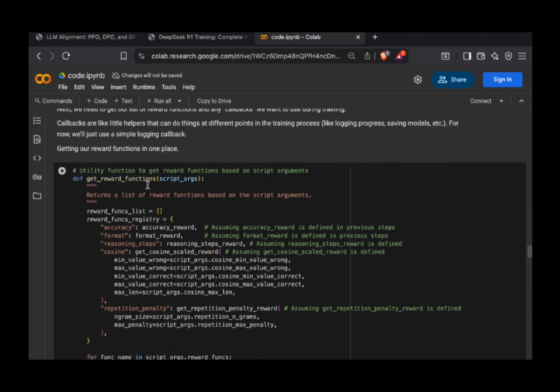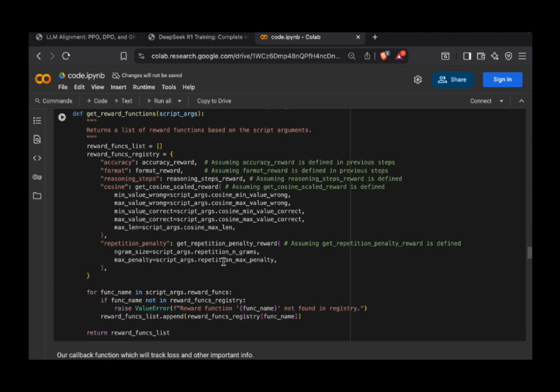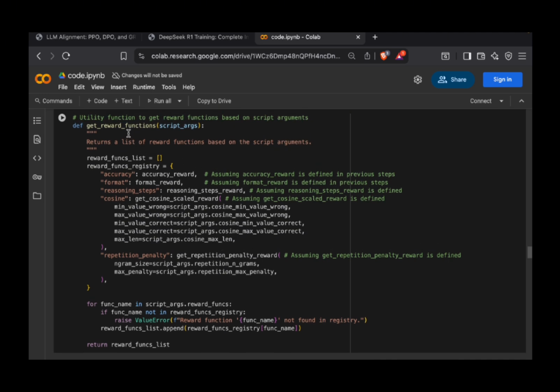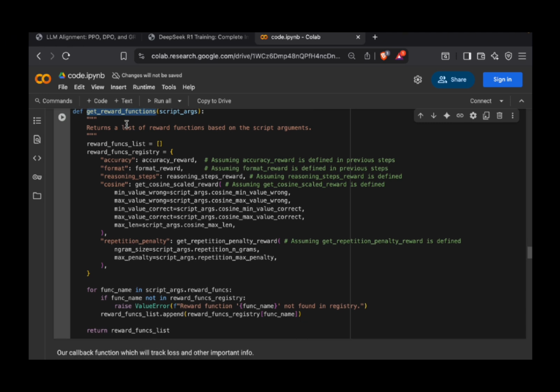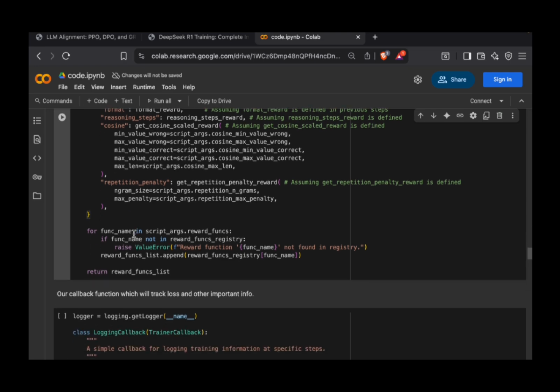And here we just get the reward functions. We define the general reward function, which is technically a set of all the functions that we explained earlier. Just remember this name, get reward functions. We have all those reward functions here. As you can see, repetition penalty, cosine, reasoning steps, format, accuracy, and so on and so forth.